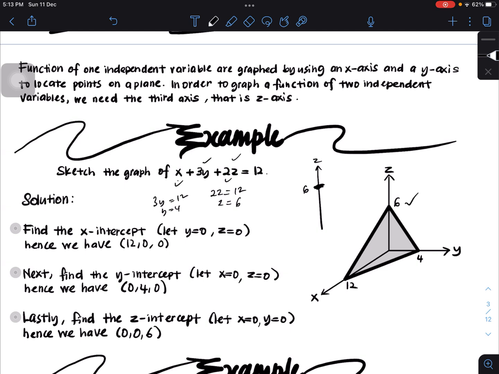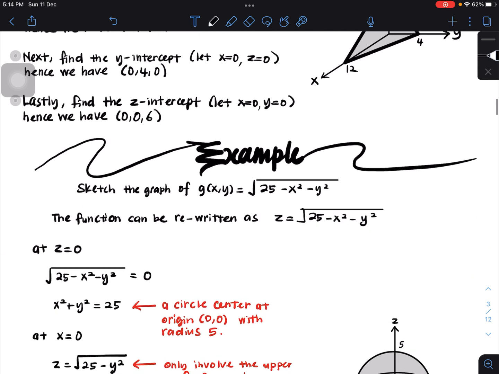Now you just connect all the points, that is the z-intercept, y-intercept, and x-intercept. Then you have plotted the function of two variables. That is one of the ways.